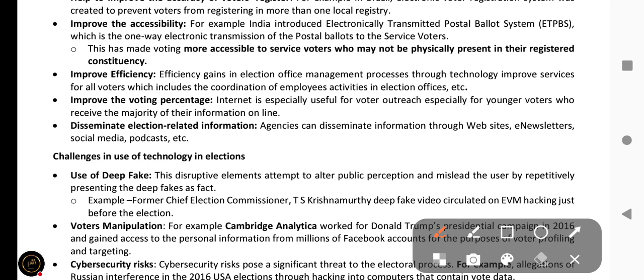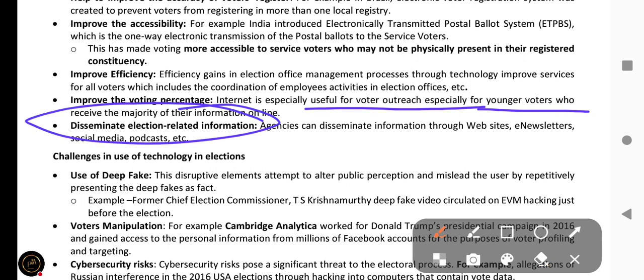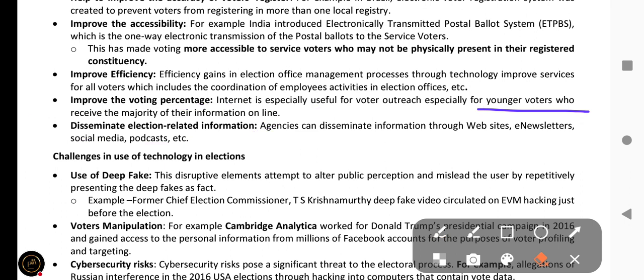During the election time, the internet is especially useful for voter outreach, especially for younger voters who receive the majority of their information online. Okay, so remember this. Disseminate election-related information. Agencies can spread information through websites, e-newsletters, social media, podcasts, etc.